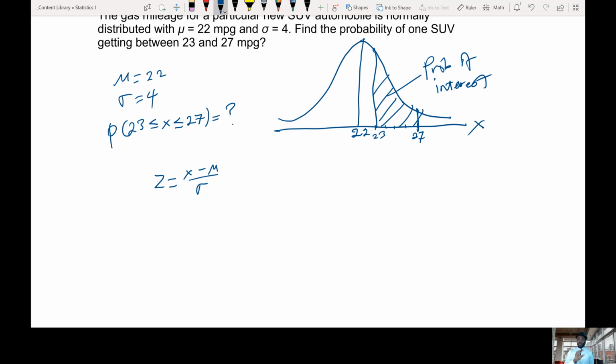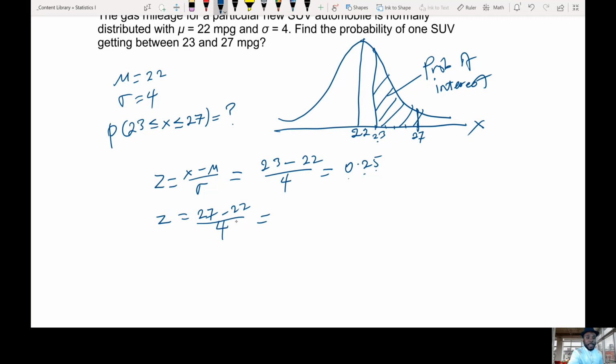I can assure you this, if you write this 10 times, you remember this for the rest of your life. So for the first one, we have 23 minus the mean, which is 22, divided by sigma, which is 4. And this will be 1 divided by 4, which is 0.25. Then the next one, Z, is 27 minus 22 divided by 4. So this first value, 23, is 0.25 standard deviation away from the mean.